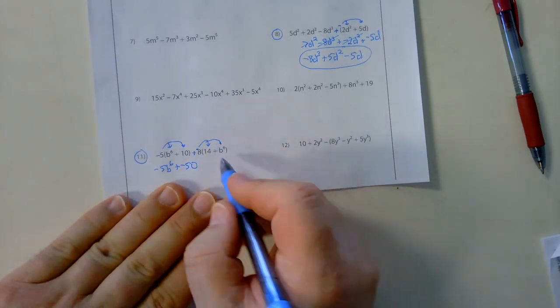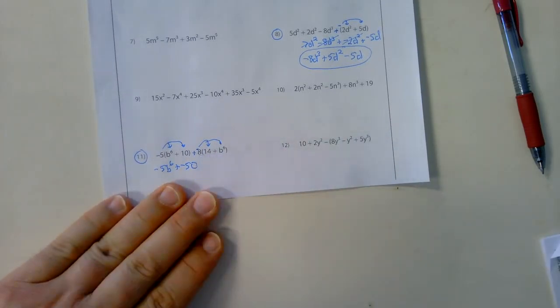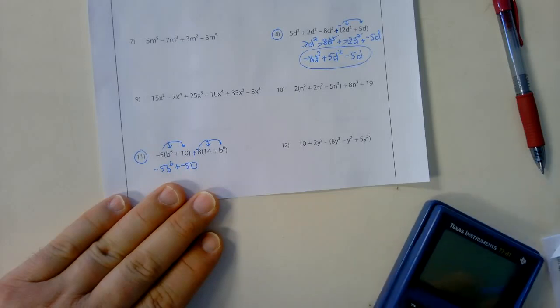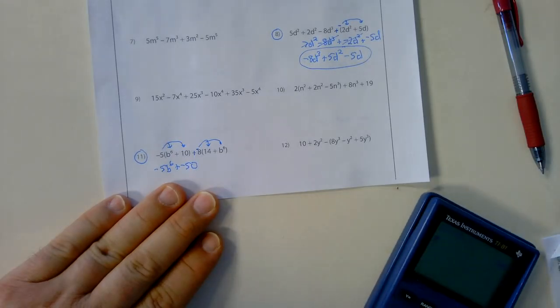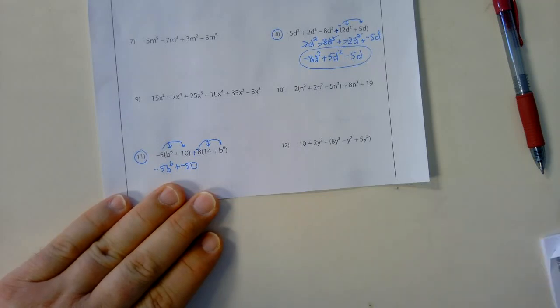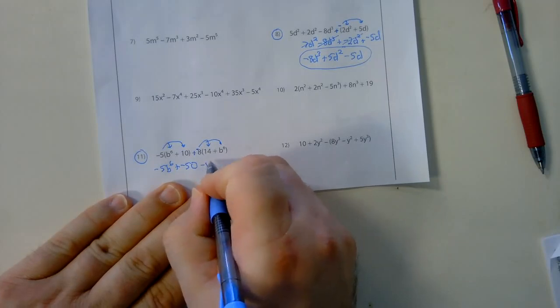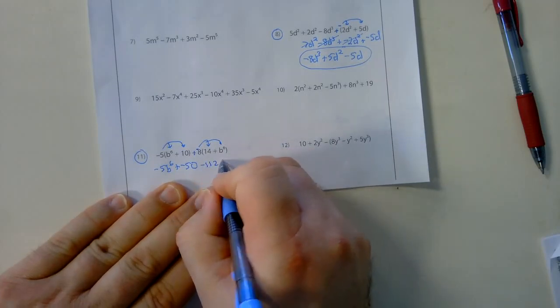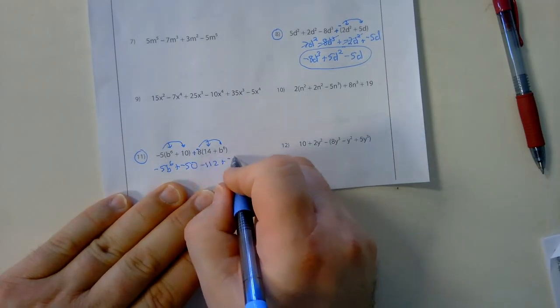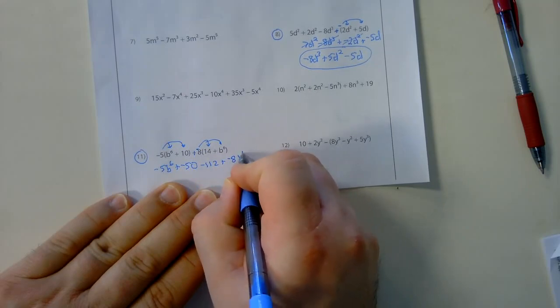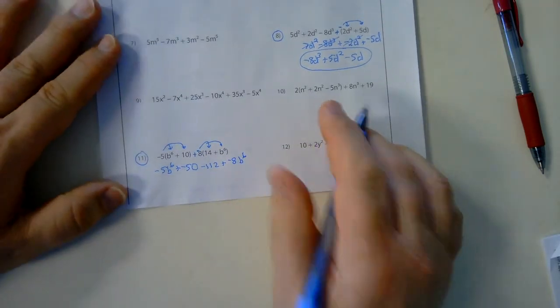Then the next set I have negative 8 times 14. I don't know that off the top of my head, so I'm using my calculator. Negative 8 times 14, negative 112. And then plus a negative 8b to the 6th power.